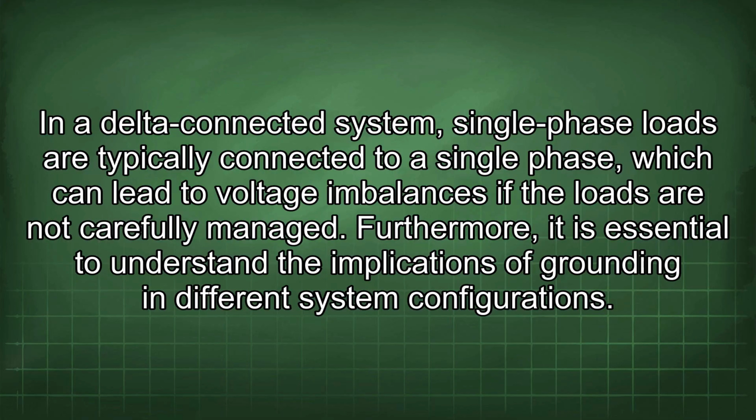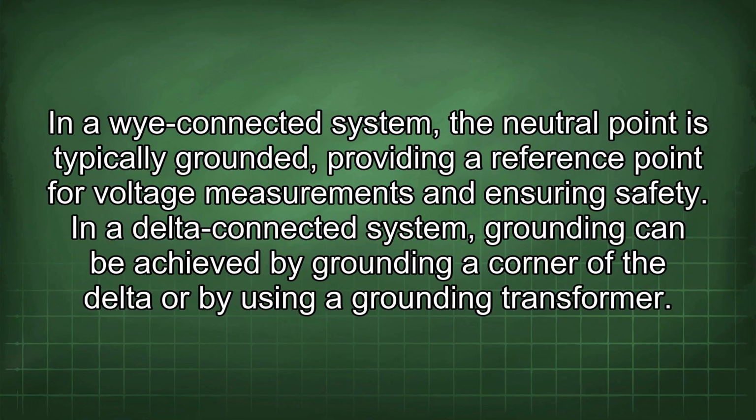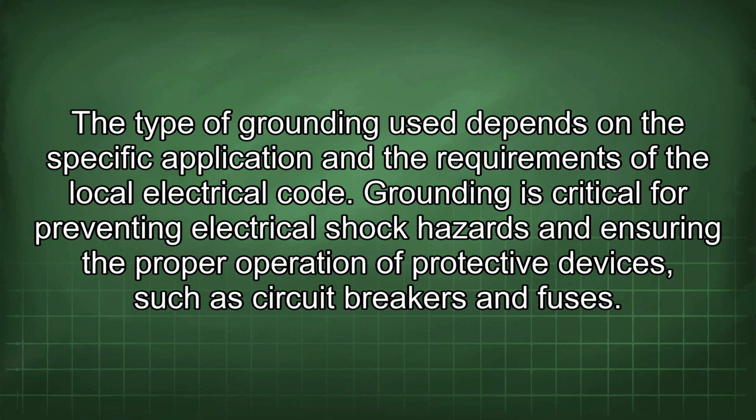Furthermore, it is essential to understand the implications of grounding in different system configurations. In a Y-connected system, the neutral point is typically grounded, providing a reference point for voltage measurements and ensuring safety. In a delta-connected system, grounding can be achieved by grounding a corner of the delta or by using a grounding transformer. The type of grounding used depends on the specific application and the requirements of the local electrical code. Grounding is critical for preventing electrical shock hazards and ensuring the proper operation of protective devices, such as circuit breakers and fuses.